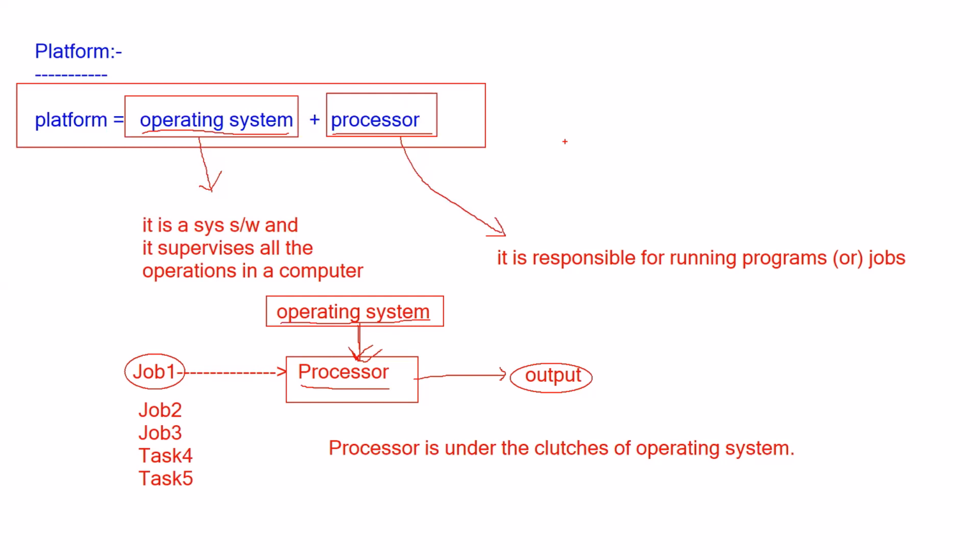Here we have to remember this important point: the processor is under the clutches of the operating system. Whatever the operating system says to the processor, it does. To execute any job, it has to get the instructions from the operating system. Now let us move to the next discussion, that is platform dependent and platform independent programs. We'll try to understand what they mean.